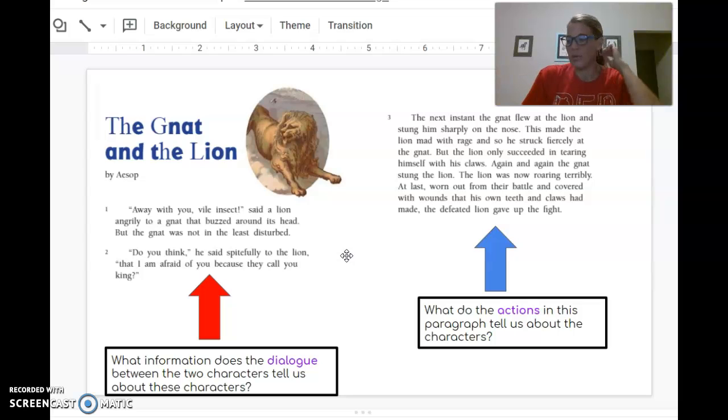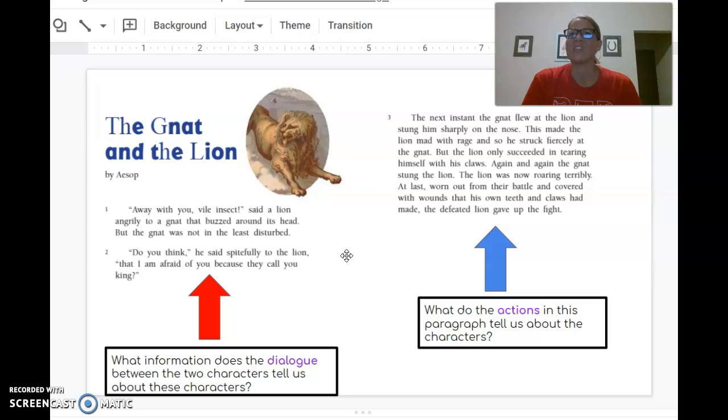Then we have some actions that take place in paragraph 3. And if you remember yesterday when we read the story, we talked about how a lot of the plot happened in paragraph 3. That was kind of the big chunky middle of our story. And that's when the gnat flew at the lion, stinging him sharply on his nose. This made the lion mad with rage, and he struck fiercely at the gnat. But the lion only succeeded in tearing himself with his claws.